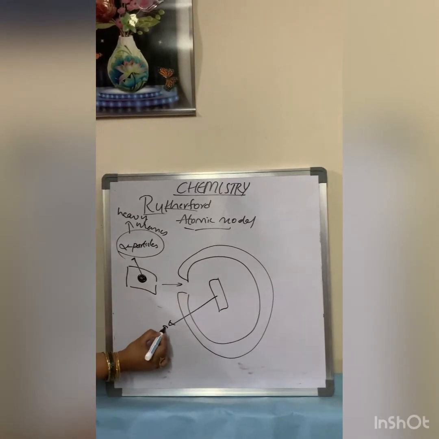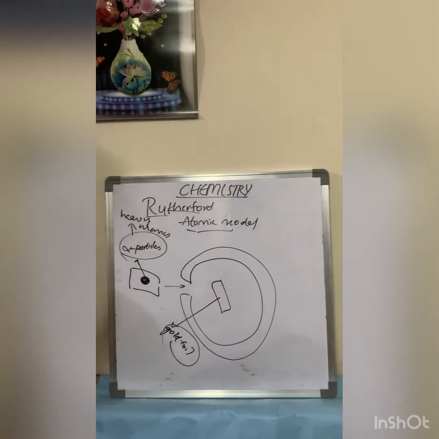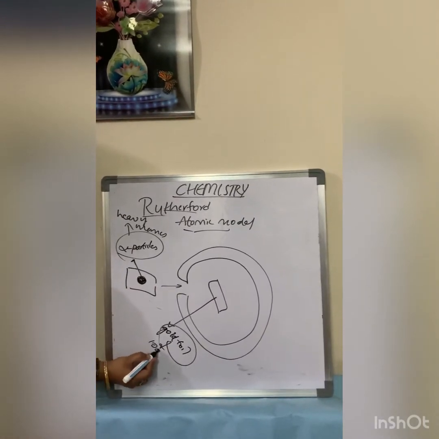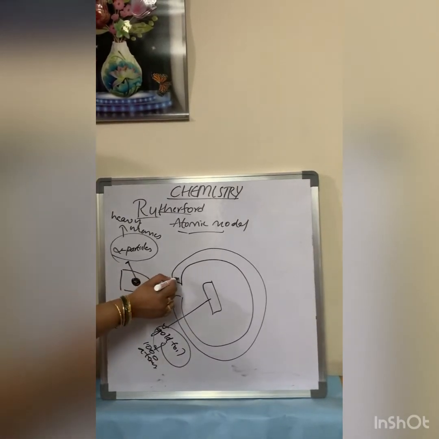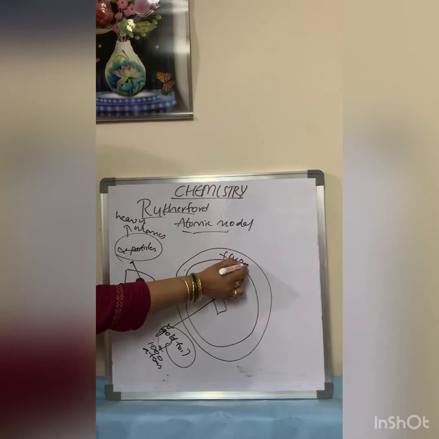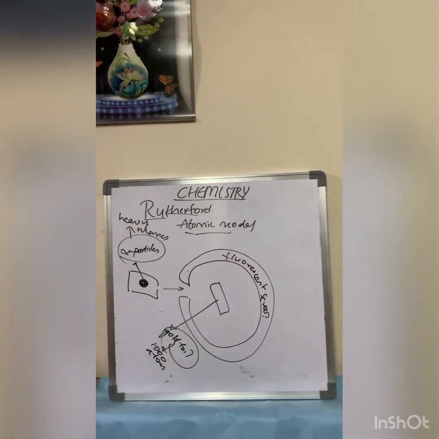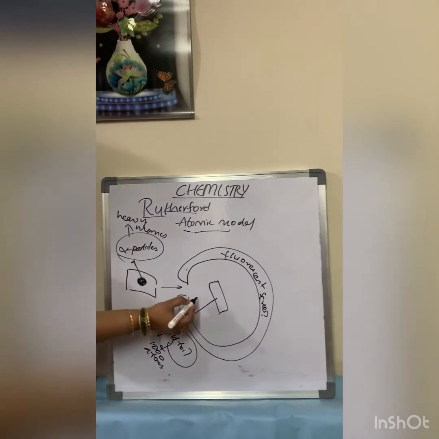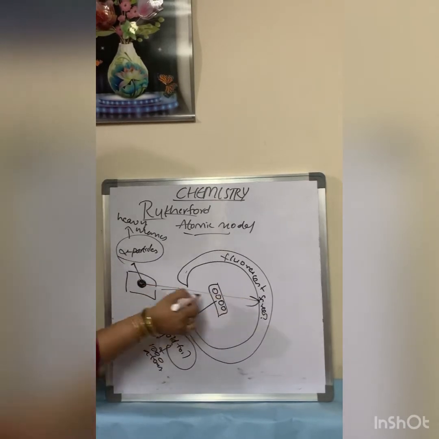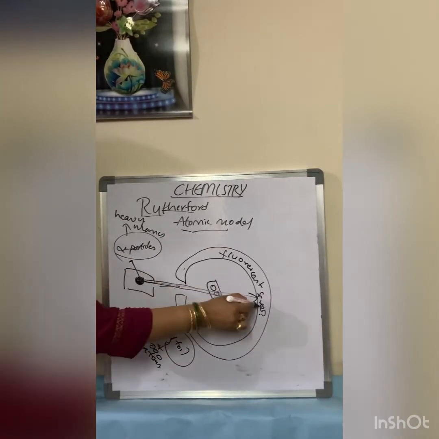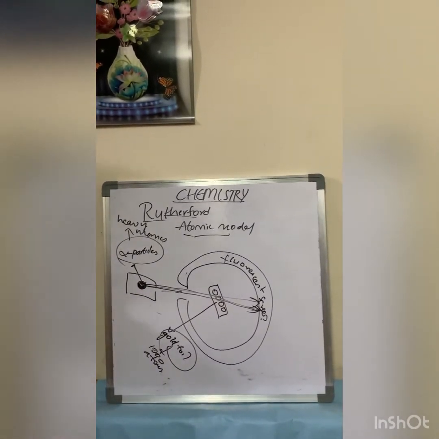This is the gold foil, that means a thin layer of gold foil. It may contain up to 1000 atoms. This is the fluorescent screen. What he thought was, if the atom has only protons, these particles will pass directly through without any deflection. He thought in that way.